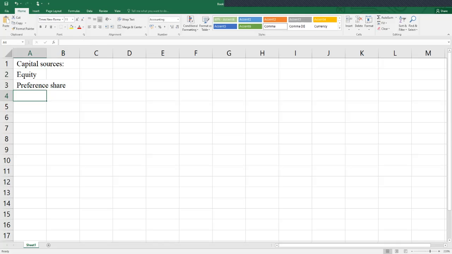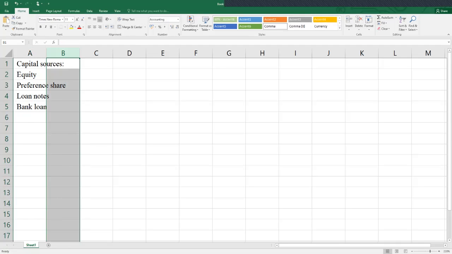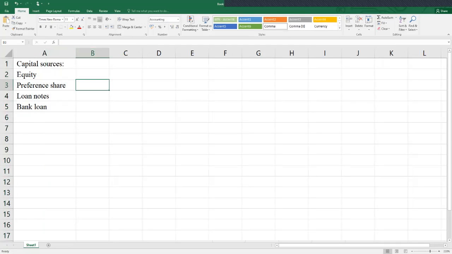And then the borrowings consist of notes as well as the bank loan. So next is notes, and here we have the bank loan. That is therefore the four sources of capital for this company: equity, preference shares, notes, as well as the bank loan.